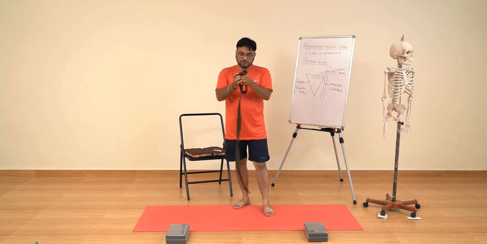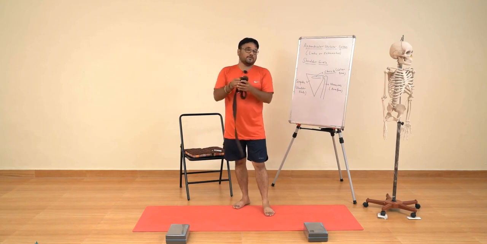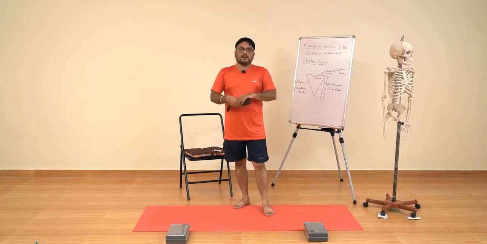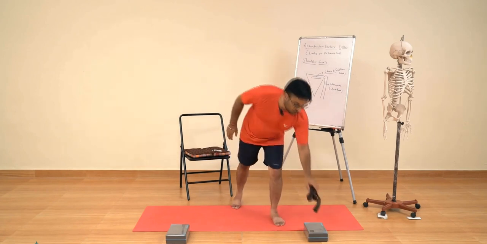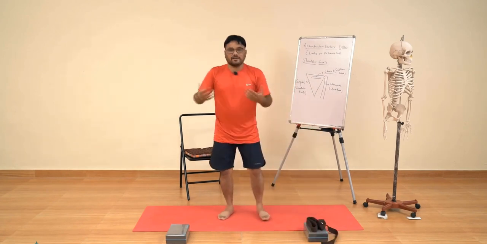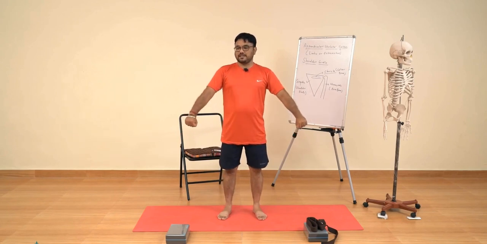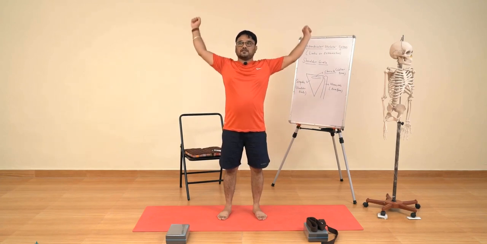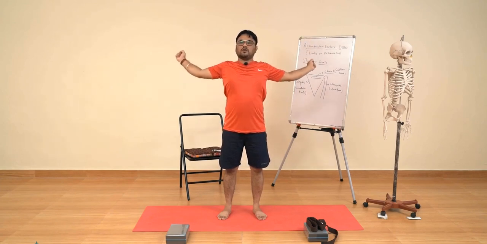If you want to use the strap, use it. No strap, you can use a towel. No towel, you can use a bed sheet. No bed sheet, you can use a big hanky also. If you don't have anything, just try to hold your hands this way. You can use a stick also, or a broom. Go like this, hold, hold, hold.